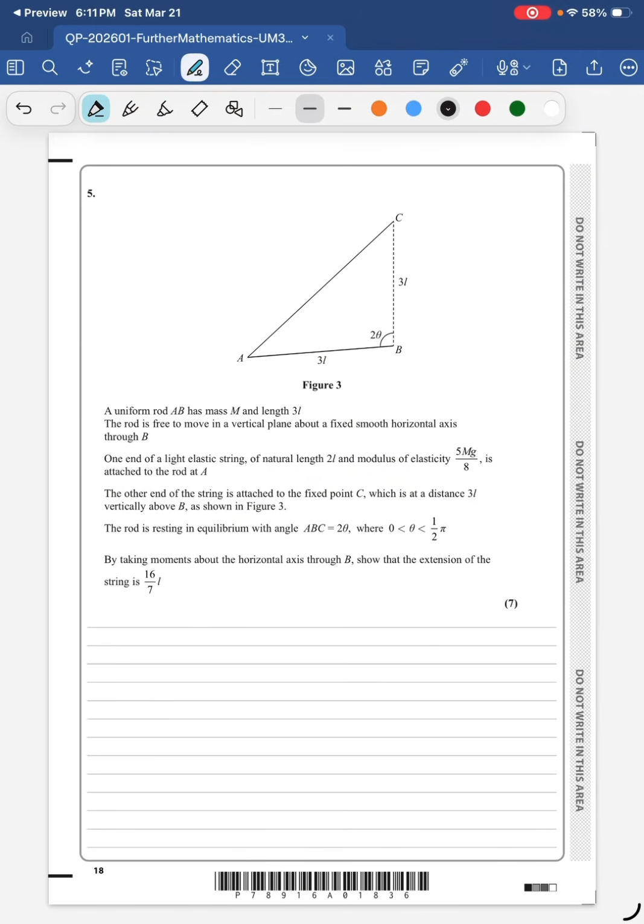By taking moments about the horizontal axis through B, show that the extension of the string is 16 over 7 times L. This is quite a difficult problem, I think. So what's going on will never make sense until I do this. So let's draw a line, okay?